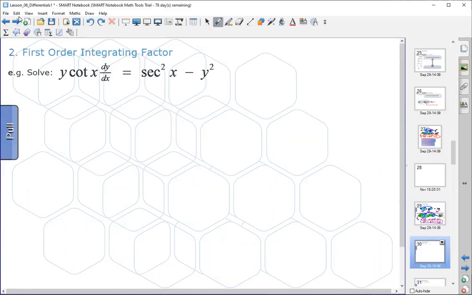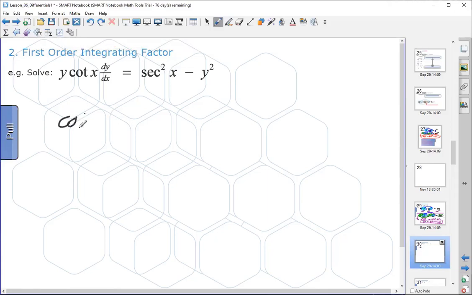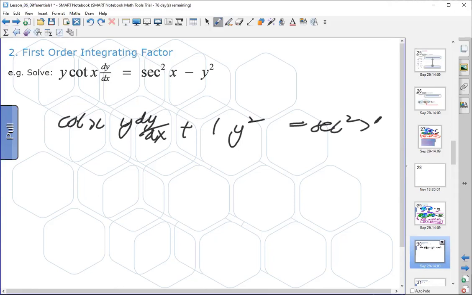Okay, next one, Joanna. First, get the terms in the correct order. So you want the dy by dx term, then you want the y term, and then x only terms on the other side. Add y squared. Yep. So y cot x dy by dx plus y squared. Did you see that I also put the cot x slightly to the front instead of in the middle? Because I know I'm going to have to start doing this.